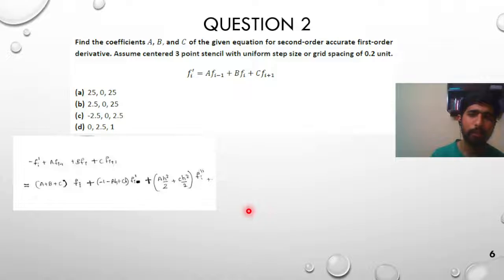So when we do that particular exercise, we'll end up with this equation. This is the first column which we add to get this particular form. Then the second column when we add, we get a plus b plus c of phi(i). Third column we get minus 1 plus a h plus c h into phi dash. Fourth column we get a h square by 2 plus c h square by 2 into this.